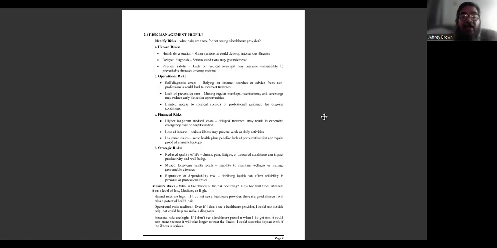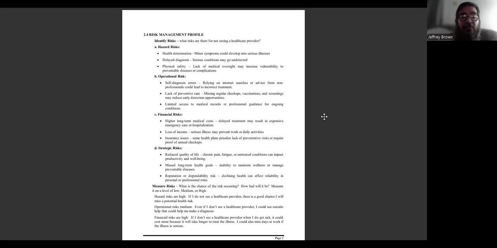Operational risks, self diagnosis errors, lack of preventive care, and limited access to medical records or professional guidance for ongoing conditions. The financial risk involved are higher long term medical costs, loss of income due to serious illness may prevent work or daily activities, and then insurance issues. Some health plans penalize lack of preventative visits or require proof of annual checkups.